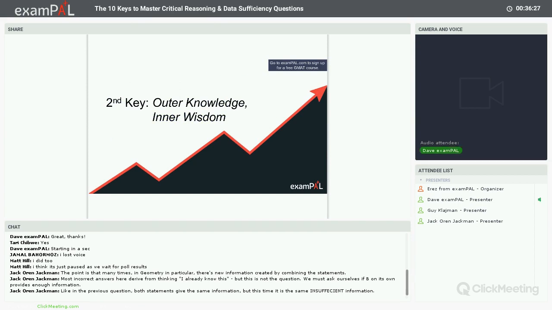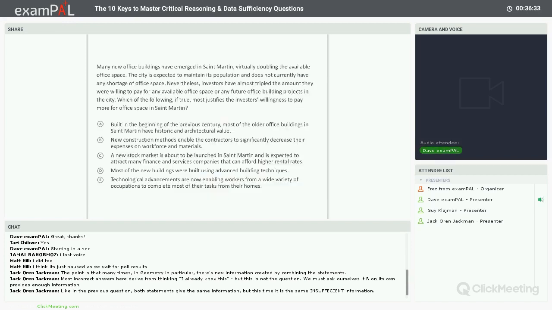Outer knowledge, inner wisdom. Now here we're going to talk about logic. And knowing what kind of logic to look for can really save us a lot of time. So again, let's read just the question stem.